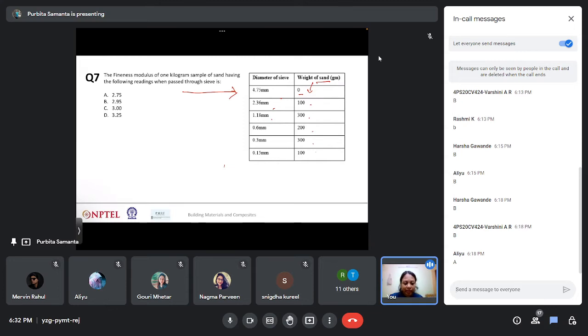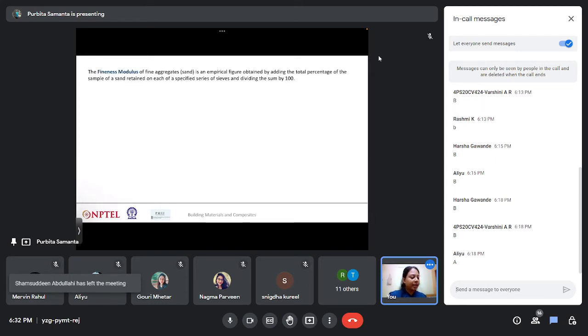So let us try doing this particular numerical. If you all can give me the answer, then of course it's very good. Otherwise I'll show you how to do it. So what is the fineness modulus of sand, or of aggregates? We have seen in the lecture modules how fineness modulus is calculated for both fine aggregates and coarse aggregates.